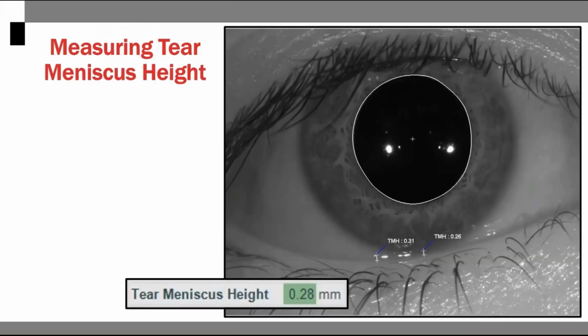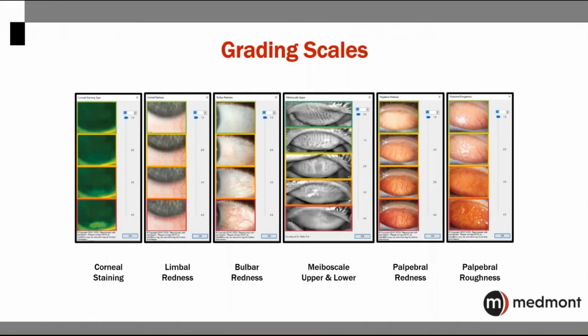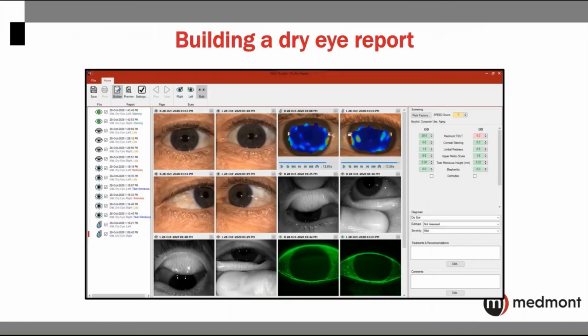Another application of the infrared light is to be able to measure the tear meniscus height without affecting the normal tear film homeostasis. You have grading scales for corneal staining, limbal redness, bulbar redness, meibography, meibomian glands upper and lower, palpebral redness, and palpebral roughness. And this can be used to create a dry eye report.